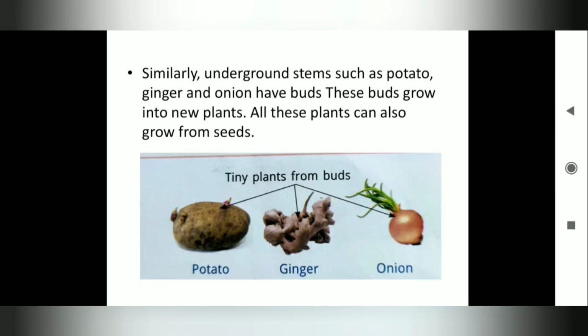All the plants can also grow from seeds. Now children, you can see the picture here. Potato, ginger, onion. Small tiny buds are there. Now here, from where does the plant grow?